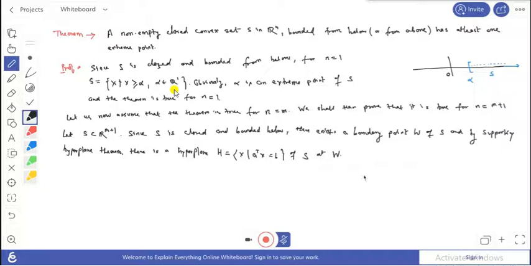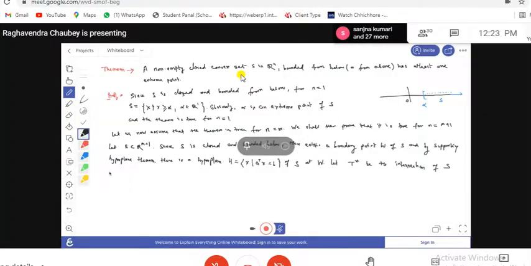So if we assume that T star is the intersection of the set S and the hyperplane H, this says that any set which is bounded below, a subset of R n plus 1, then there exists a boundary point.